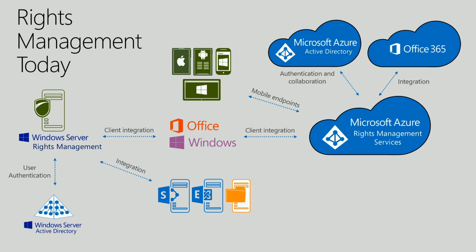Obviously, it integrates with Office 365. It's one of our cloud services, and it does a great job there. It integrates with Exchange Online, with SharePoint Online, with OneDrive for Business, etc. But it can also integrate with your on-premises servers via what we call the Azure RMS connectors, which means that your on-premises servers can offer the same integration and the same protection that you can have in the cloud.